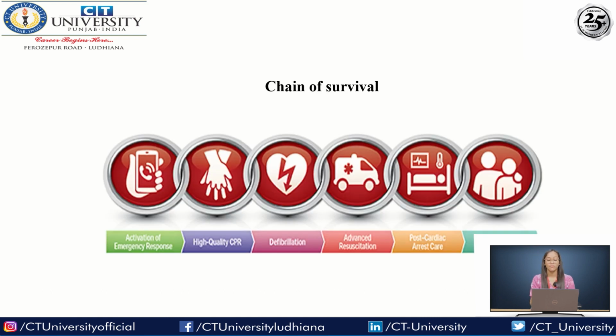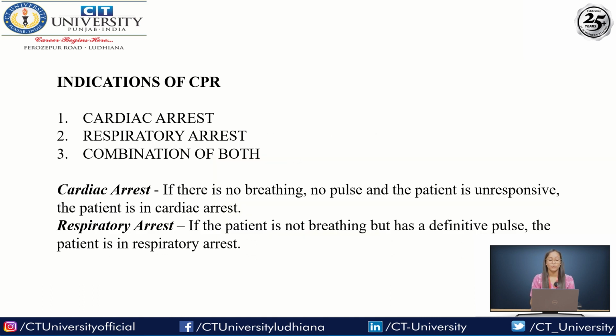So here are the 5 key links of the chain of survival. So how you activate the emergency responses, then you have to give the high quality CPR, defibrillation, then advanced resuscitation, post cardiac arrest care, and then recovery. So indications of CPR. So CPR could be due to cardiac arrest, it can be due to respiratory arrest, or it could be a combination of both.